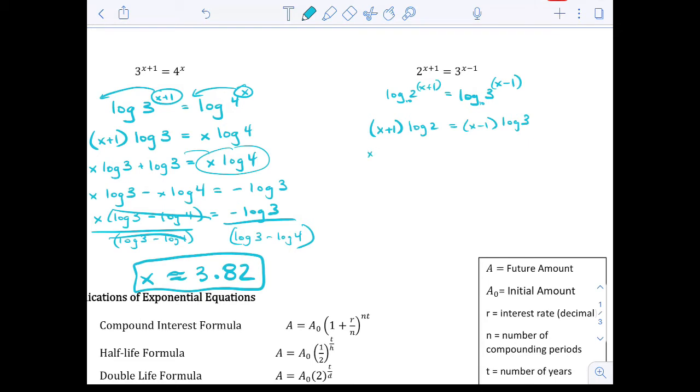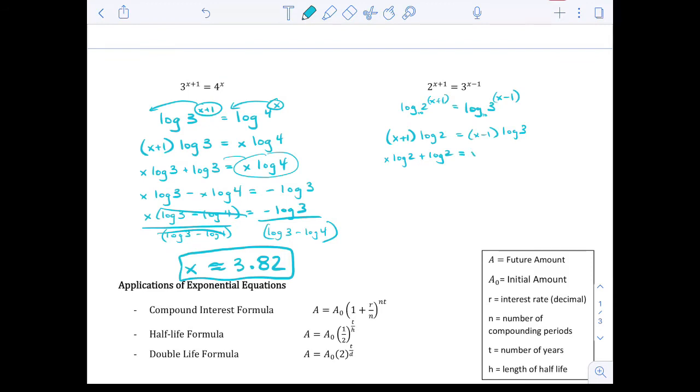So when I distribute inside, I should get x log 2 plus 1 times log 2 is log 2. Right, just distribute it on the left side. I'm going to distribute log 3 into that bracket on the right side, and we get x log 3 minus log 3.